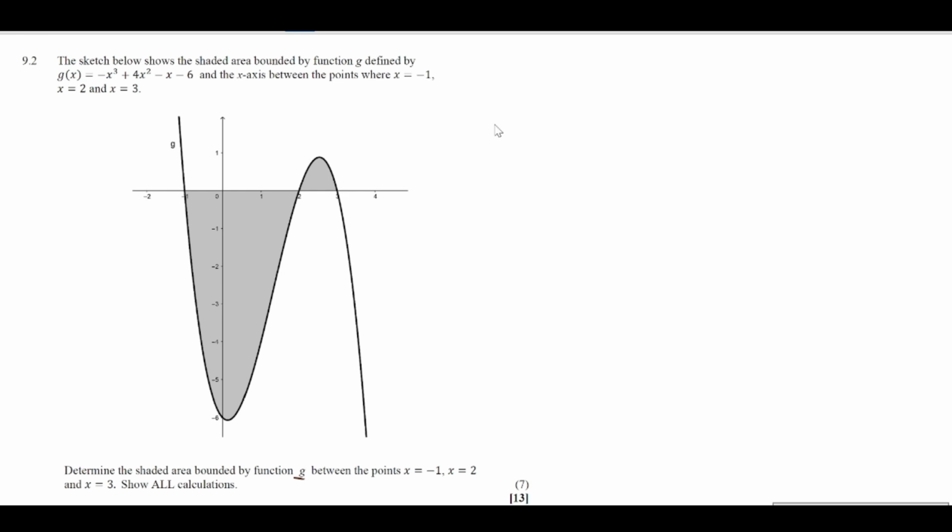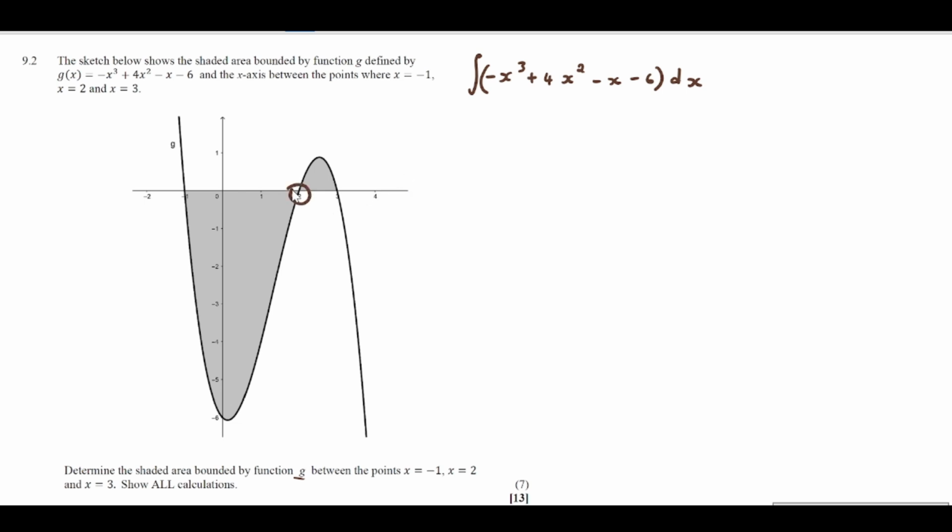Now, before you rush into substitution and what's not, just write this whole thing in integral form. So what we have is negative x to the exponent of 3, very important, negative x to the exponent of 3 plus 4x to the exponent of 2 minus x minus 6. You are integrating this with respect to x. Okay, now let's put in our boundaries.